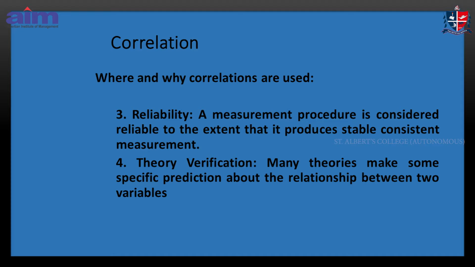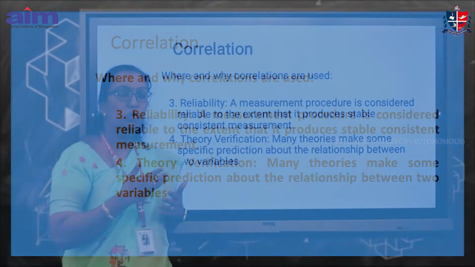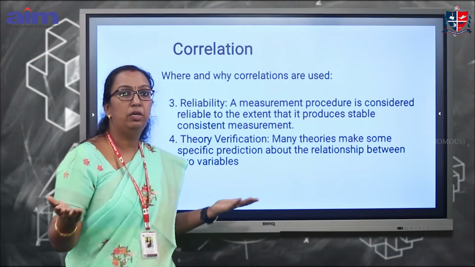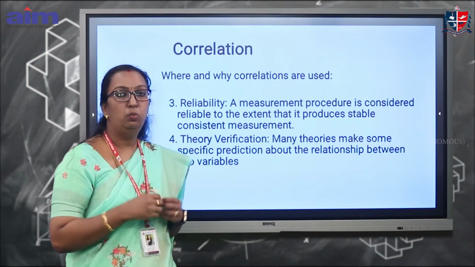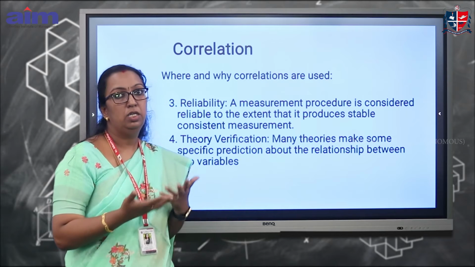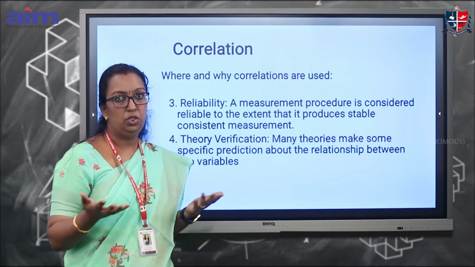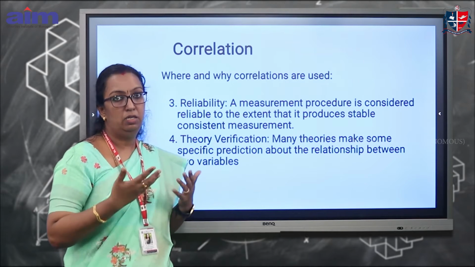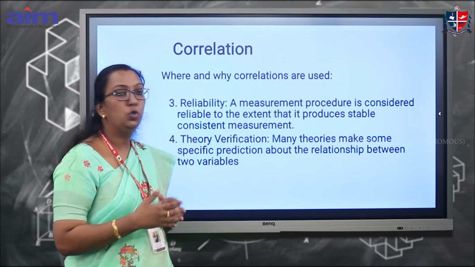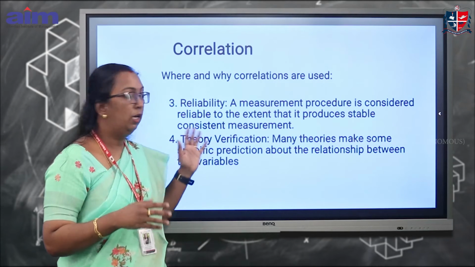Then reliability. During reliability testing also, you use correlation analysis to understand whether it produces consistent measurement. If 10 times you do correlation analysis and you get 10 different values, that means that it is a highly unstable relationship. But when you get a stable answer, then that shows that the test is reliable.